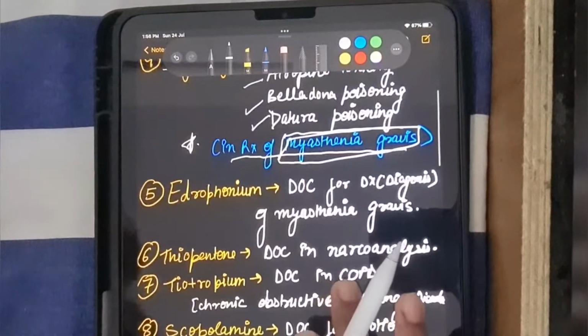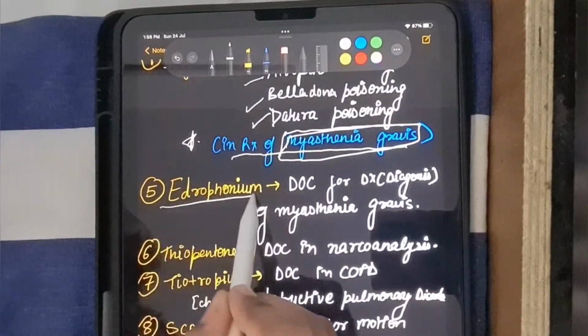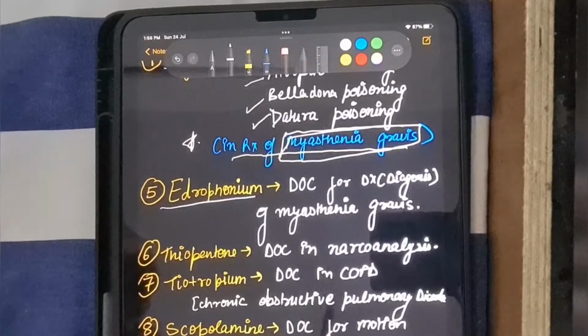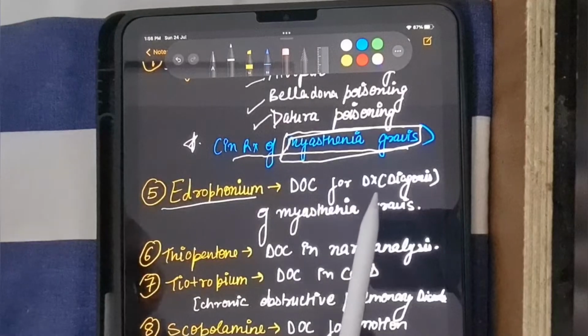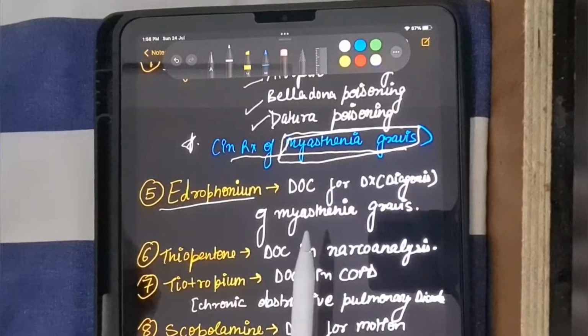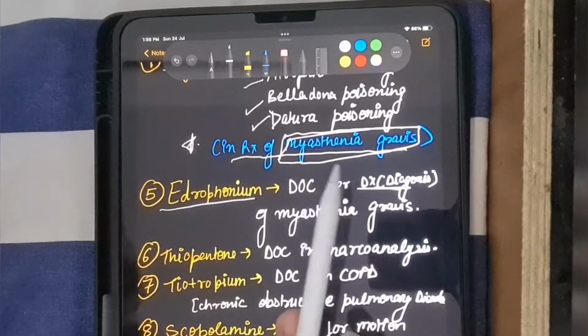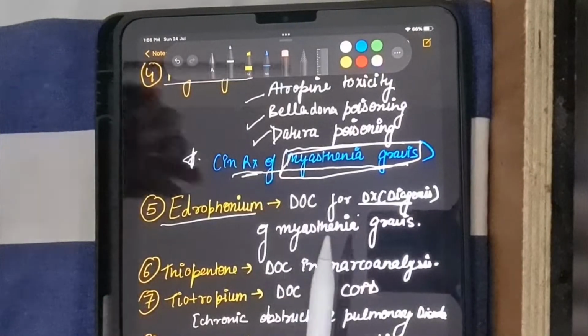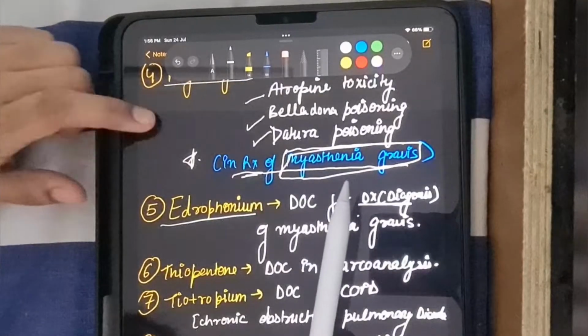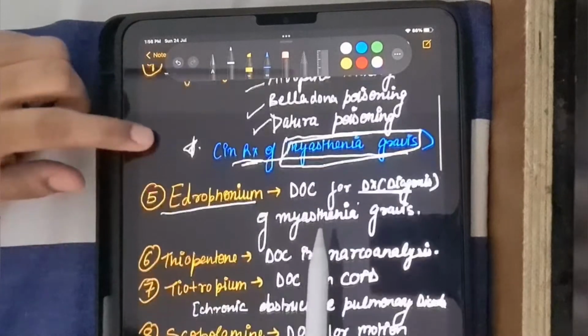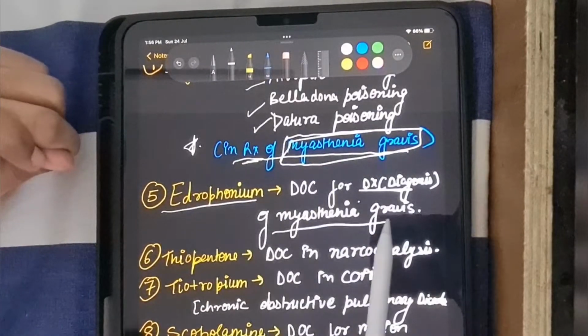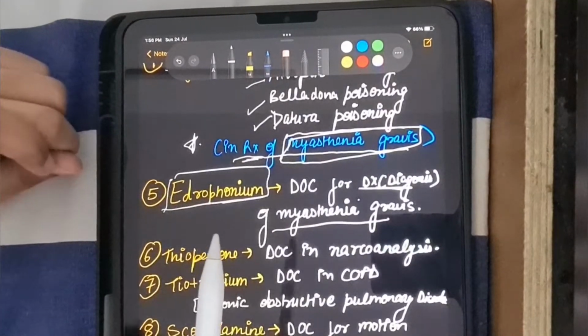Now the next drug is edrophonium. This is a drug of choice for diagnosis of myasthenia gravis. So here are two things: there is a diagnosis and there is a treatment. The drug of choice for treatment of myasthenia gravis is physostigmine, and the drug of choice for diagnosis of myasthenia gravis is edrophonium. Okay.